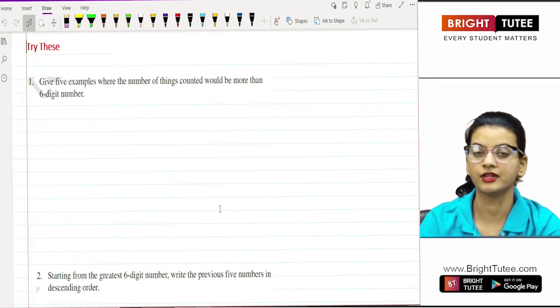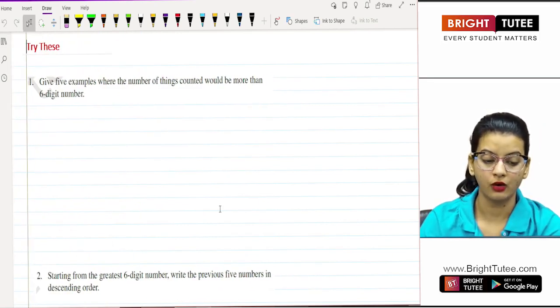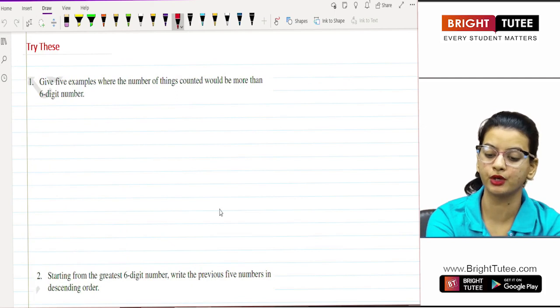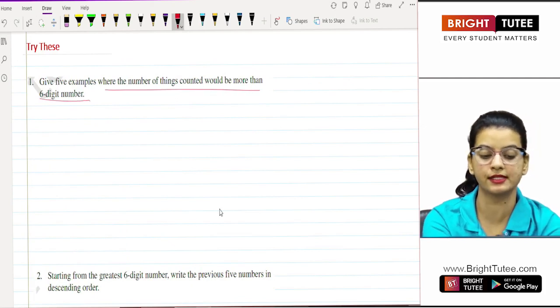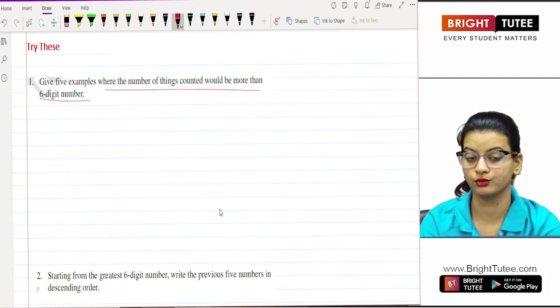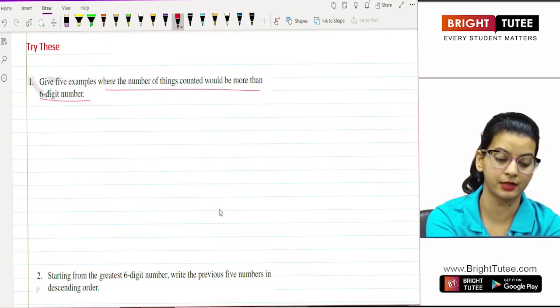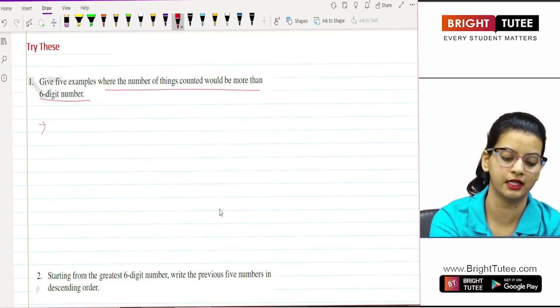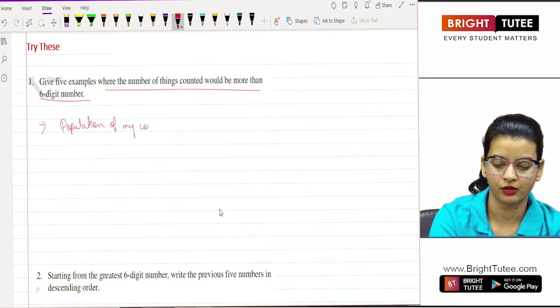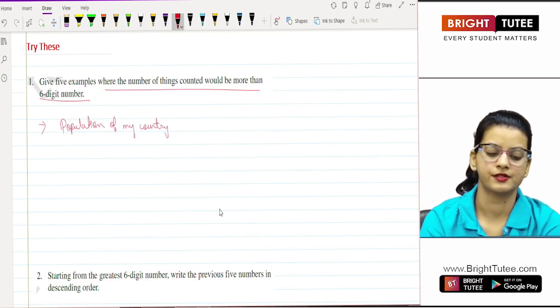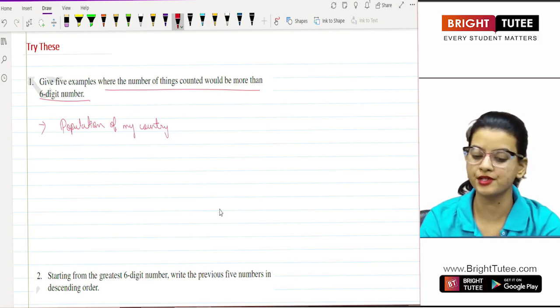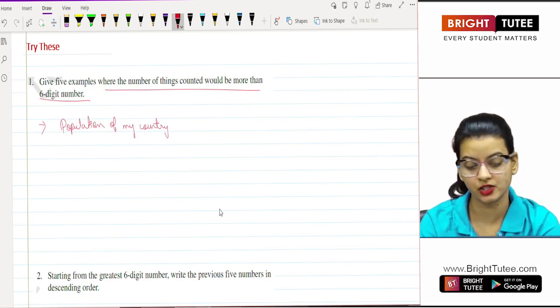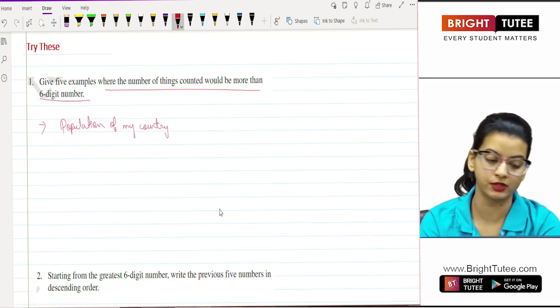Okay, so again we have got some Try These questions. Now give 5 examples where the number of things counted would be more than a 6-digit number. So I have to give some examples. The first example that hits my mind is the population of my country. Here the number of things counted would be more than a 6-digit number. So the population of my country would be more than 6 digits.